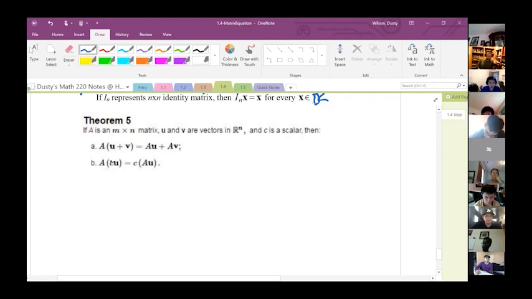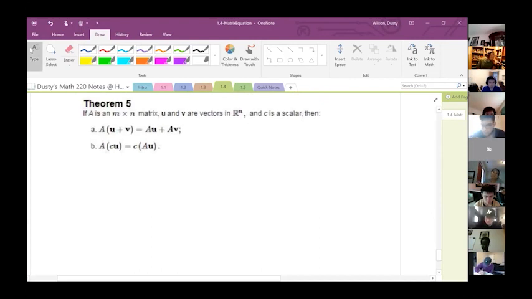And notice this is left multiplication. So you have A times (u plus v) is the same as Au plus Av. And then also A times cu equals c times Au. And so we want to prove this statement. And specifically, I'm going to work on the second one. So I'm going to prove B.